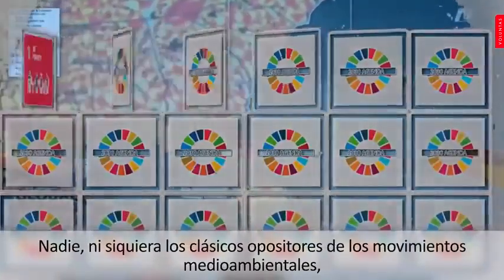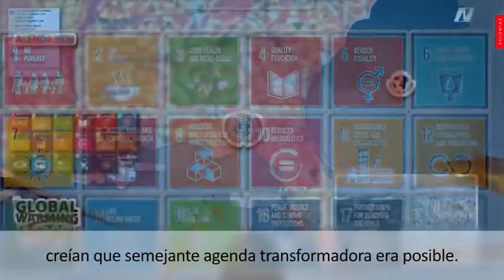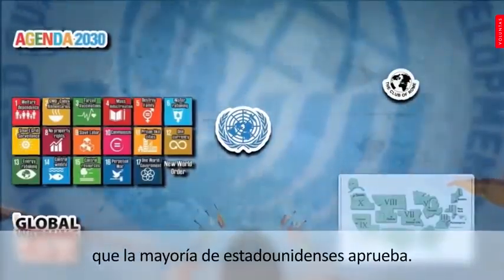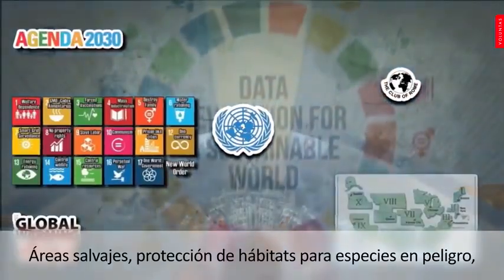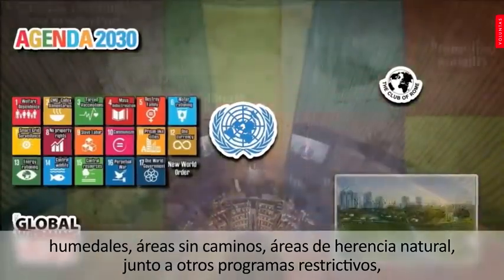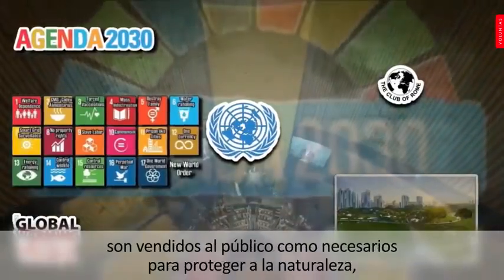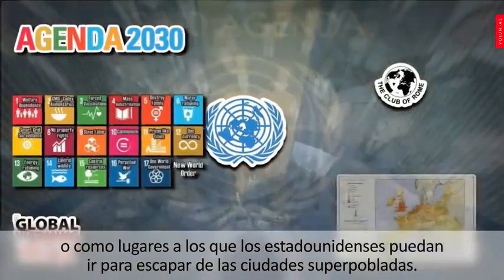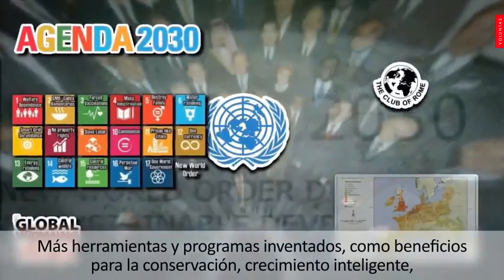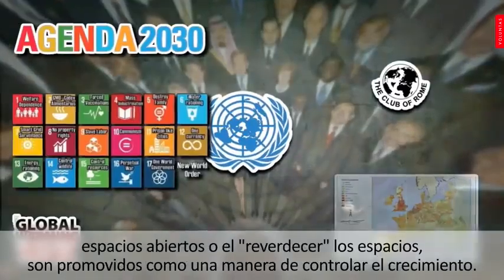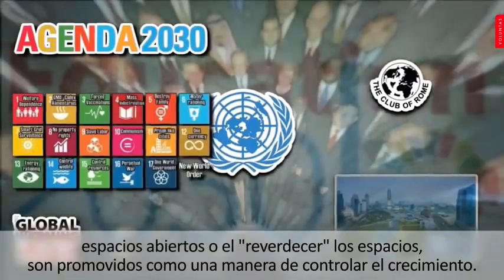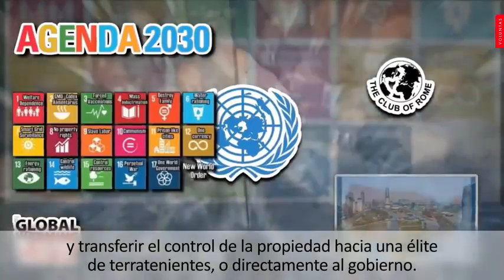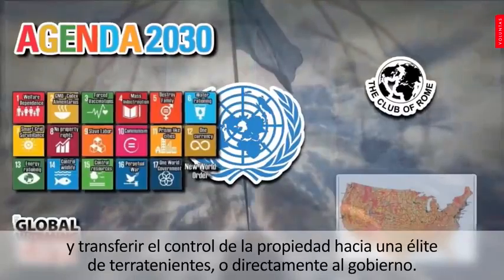No one, not even the longtime opponents of the environmental movement, believed such a transforming agenda was possible. However, it is being implemented quickly through innocent-sounding programs that most Americans support. Wilderness areas, critical habitat for endangered species, wetlands, roadless areas, national heritage areas, and other restrictive programs are sold to the public as necessary to protect nature, or as assurance that Americans will always have a place to escape from the heavily populated cities. More invented tools and programs, such as conservation easements, smart growth, open space, and greenlining, are being promoted as a way to control growth. What all these programs have in common is extinguishing the private property rights of American citizens and transferring the control of the property to elite land trusts or directly to the government.